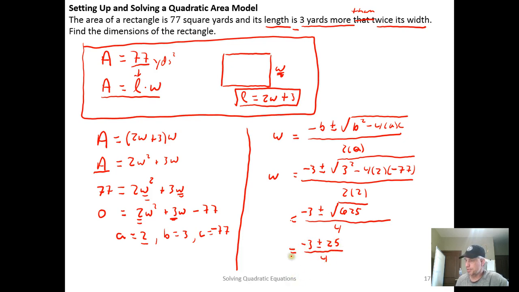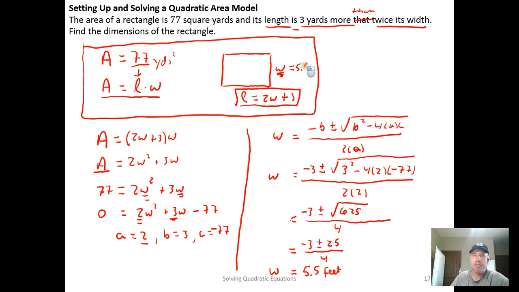If we simplify this, we wind up getting two answers. Width is either equal to 5.5, or the other number I got, negative 3 minus 25, which is negative 28 over 4, gave me negative 7. But we know that we can't have a negative width, so I threw the negative number away and just keep the positive number. Negative 3 plus 25 is 22 over 4, and 22 over 4 simplifies to 5.5. So I have my width as 5.5.